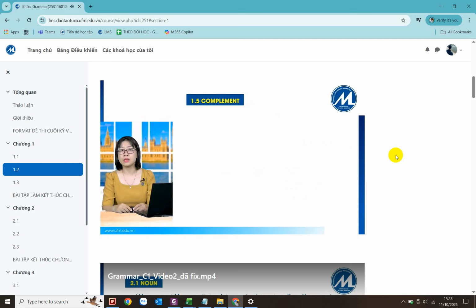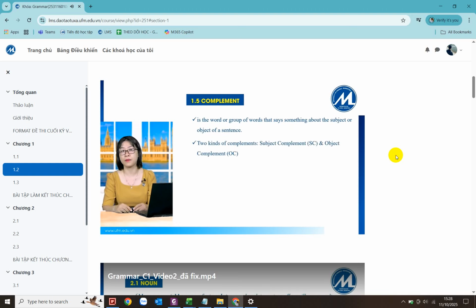The next element is complement. A complement is a word or a group of words that say something about the subject or the object of the sentence. And there are two kinds of complement: subject complement and object complement. For example, she is a doctor, so a doctor is a subject complement. He appears nervous before the performance, so nervous is a subject complement. I call my dog Lo, so Lo is the object complement.